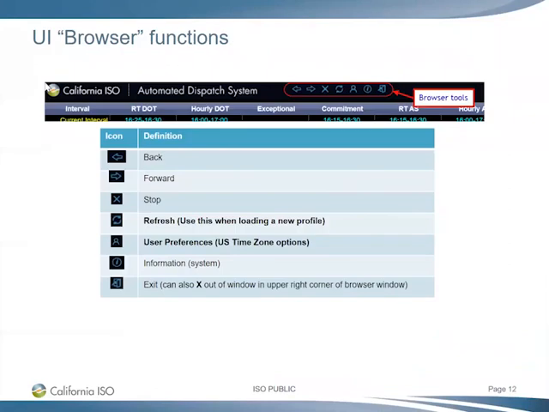Okay, now for the UI browser functions, these are just what I'm calling kind of your browser tools. They're similar to when you're in a browser, so things like going back, going forward. There's specific ones that I think you'll use as a user of ADS, so if you're using the UI. One in particular is this refresh button or this circular cycle button. Now for that, when you're loading a new profile, and we'll talk a little bit about that soon, when you're loading a new profile, it'll tell you, hey, you need to refresh the display. This is the refresh that you can use.